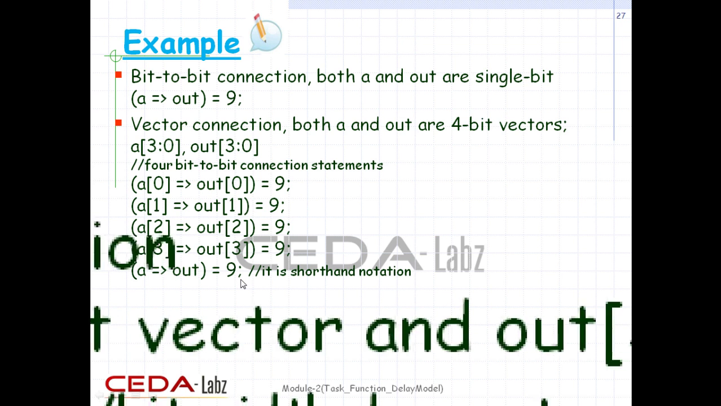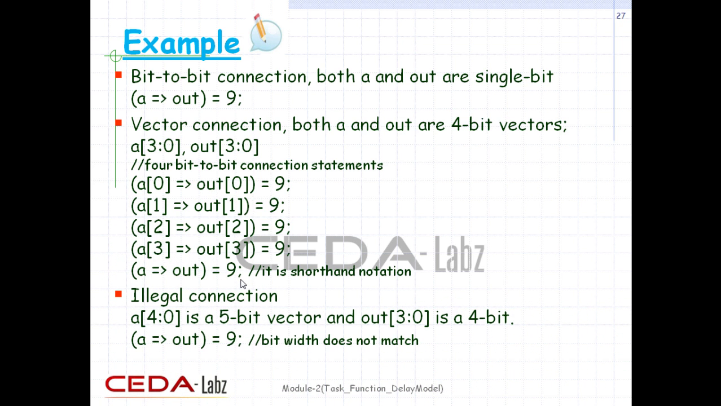But, if the number of bits would have been unequal, it would be an invalid or illegal connection. As you can see in this particular example, A is a 5-bit variable and out is 4-bit variable. Bit width does not match, so connection can't be done.